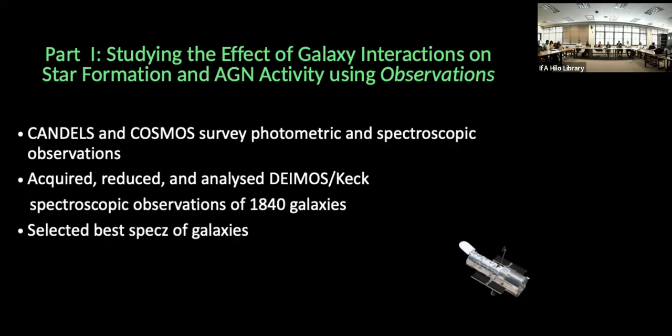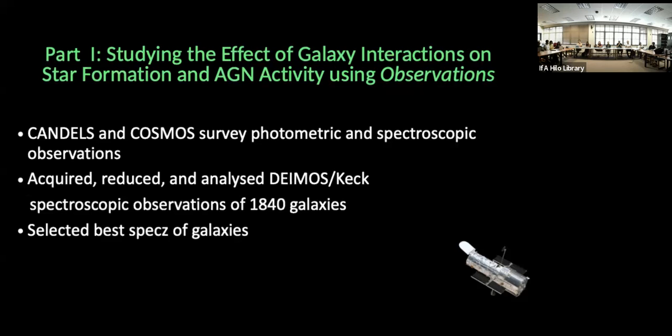So as I mentioned, first of all, we need a lot of spectroscopic data, and then we are also interested in very massive galaxies that are going through major interactions. So for that, we also need photometric observations and their mass estimates and all. This is why I use multi-wavelength data from the CANDELS and COSMOS surveys.